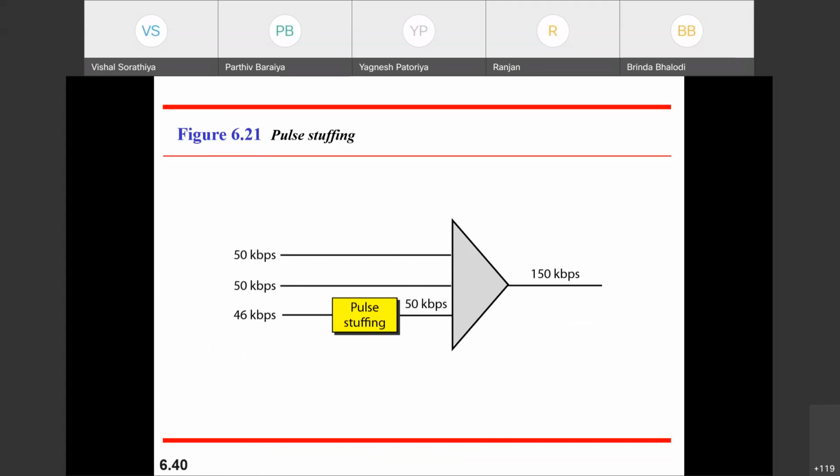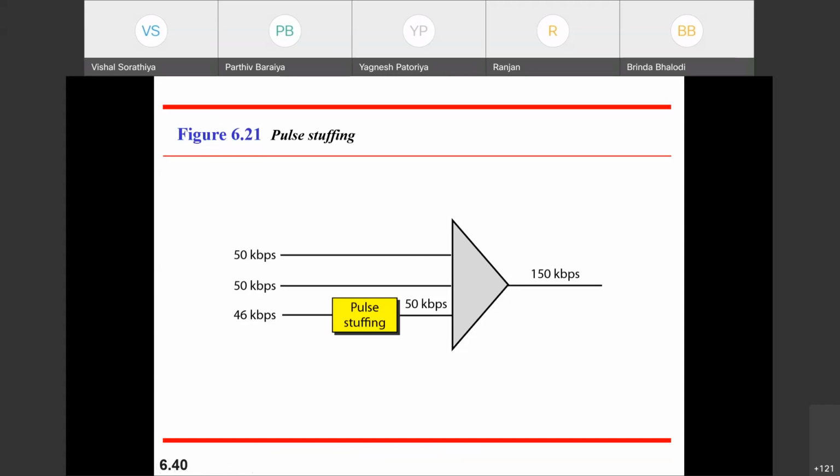Whatever the remaining 4 kbps is, you are getting extra. You are generating some extra sequence generator, and you are adding such bits as padding. Extra bits you are generating to make it 50 kbps. So at that time, you require a pulse stuffing type of block, which will generate extra bits once your 46 kbps is over, and then it will match with the 50 kbps, and then multiplexing goes on.